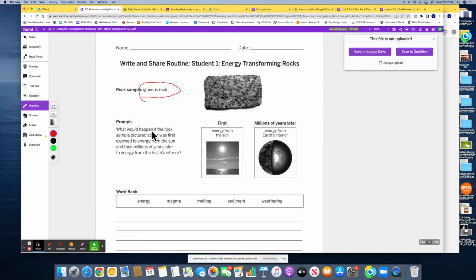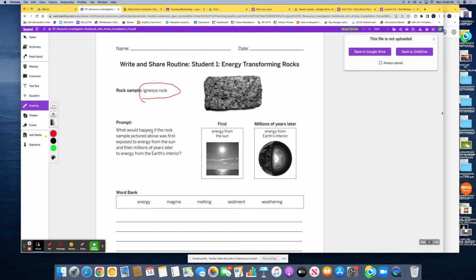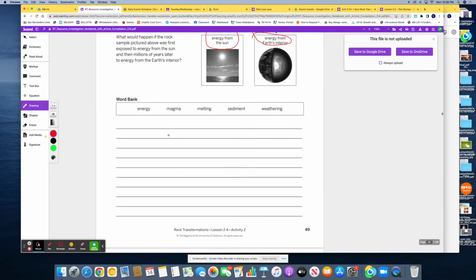So here's a prompt. What would happen if the rock sample pictured above, which is igneous, was first exposed to energy from the sun? Okay, so we have igneous rock, and we're going to expose it to energy from the sun, and then millions of years later to energy from Earth's interior. So first it was energy from the sun, and then we're going to expose it to Earth's interior. What will happen? Okay, so we're on page 49.